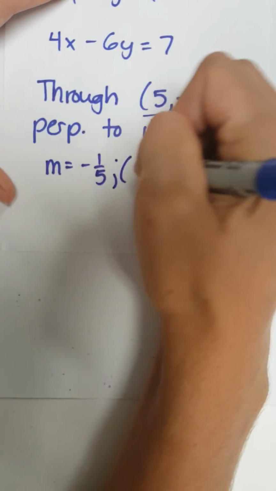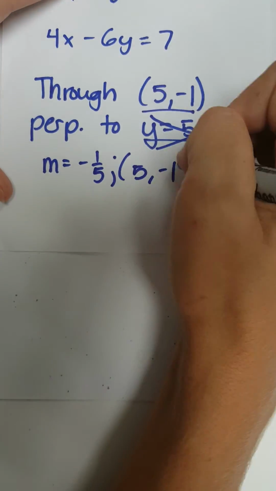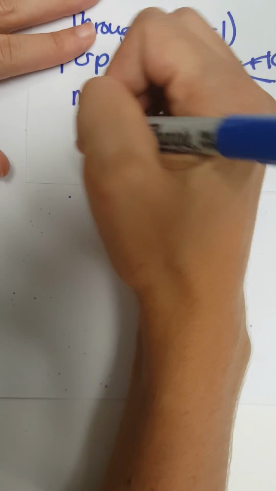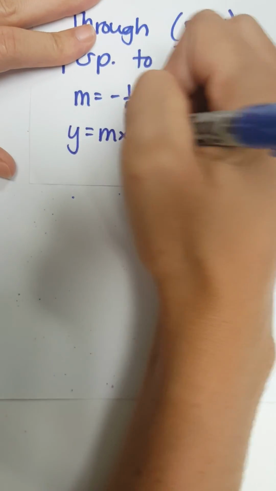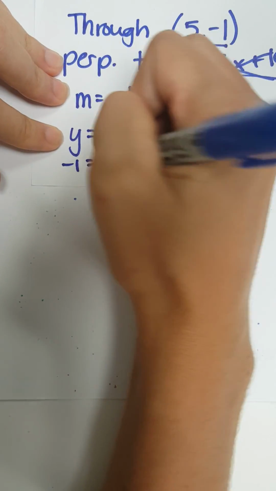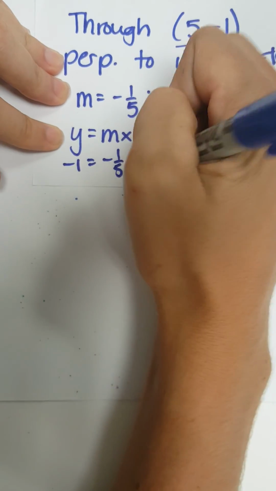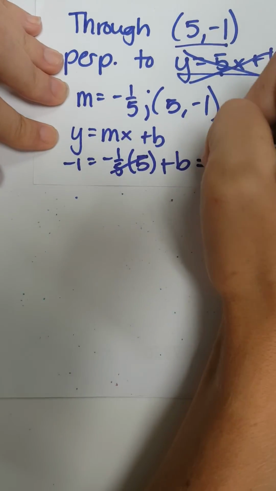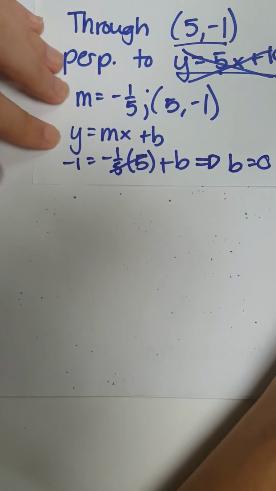Okay, we have a point, (5, -1). Okay, so we plug it in. What's slope-intercept form? Y equals mx plus b. So y is -1 equals m, -1/5 times x, 5 plus b. That became -1. I would add 1 to both sides. That's interesting. So b in the end would be equal to 0.